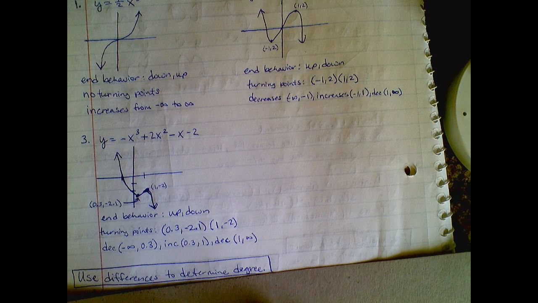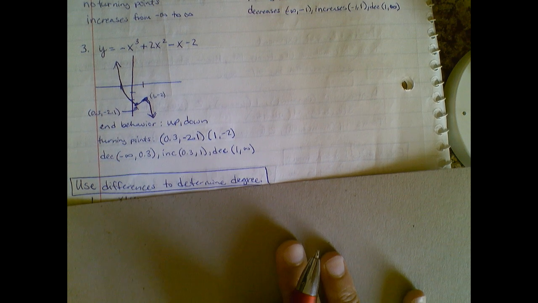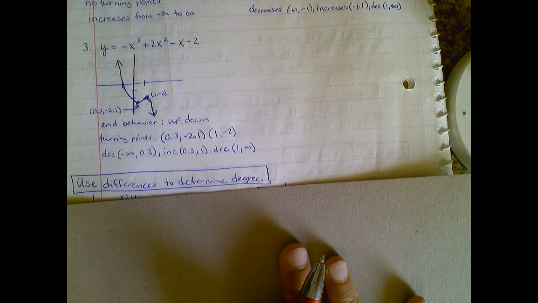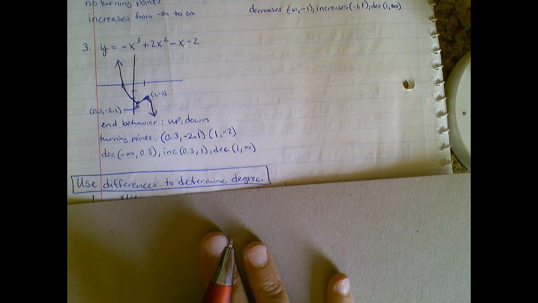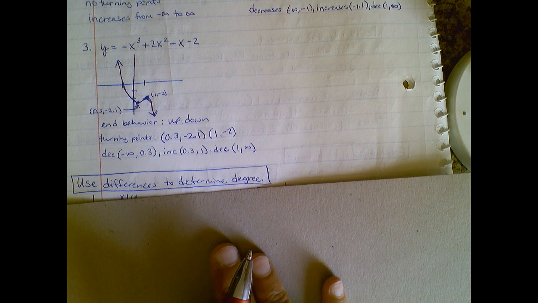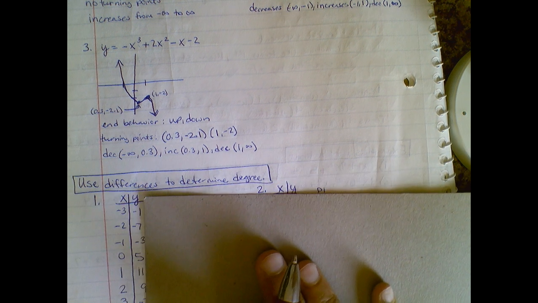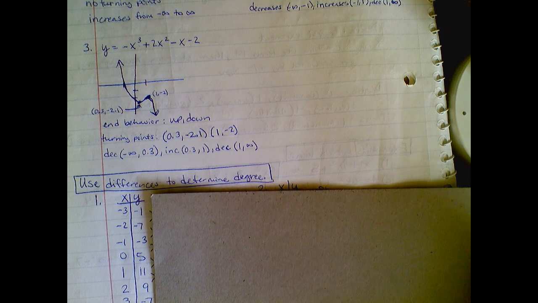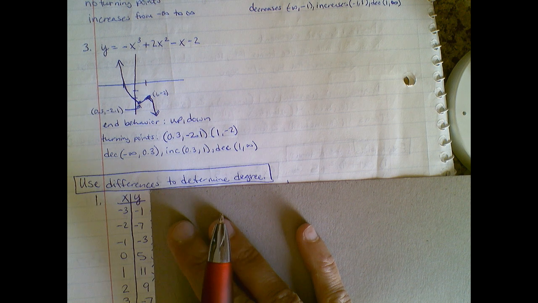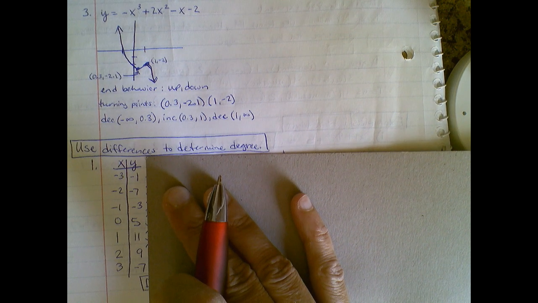Now the last topic in this section that I want to talk about is just using the differences to determine the degree. So if instead of giving you an equation where we can't tell what the degree is, they give you coordinates, how you find the degree is they give us, let's say, these coordinates right here.